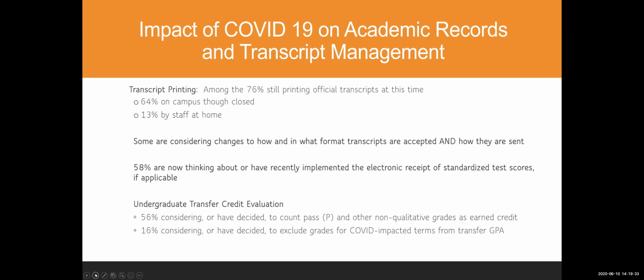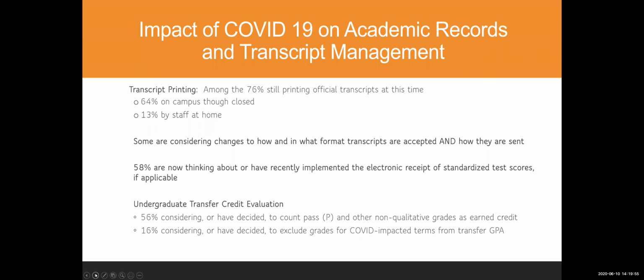Some of them are having to go into campus even though campus is closed. Others are having to print them alternatively in their home office, which is an interesting thing because then you've got to run to the post office and mail them. As a result of COVID, some, a good percentage, are also considering what formats transcripts are accepted in and how they are sent.